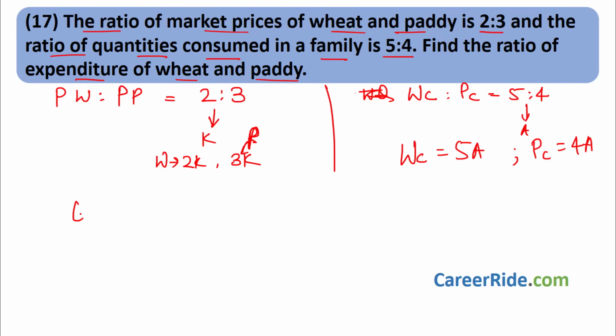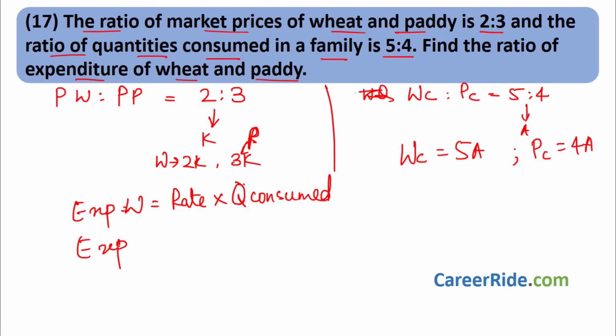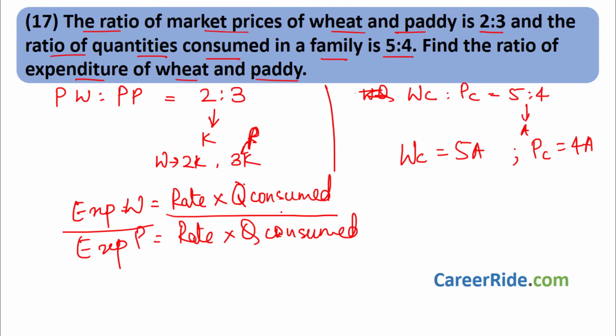Now, what is the expenditure for wheat? It is nothing but rate for wheat, that is price for wheat multiplied by the quantity consumed, right? Same way, expenditure for the paddy would be rate for paddy multiplied by the quantity consumed. Is that right? And we have to find the ratio of expenditure of wheat and paddy. So we'll divide this also.